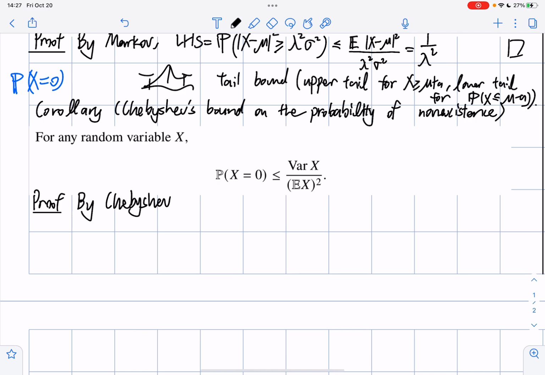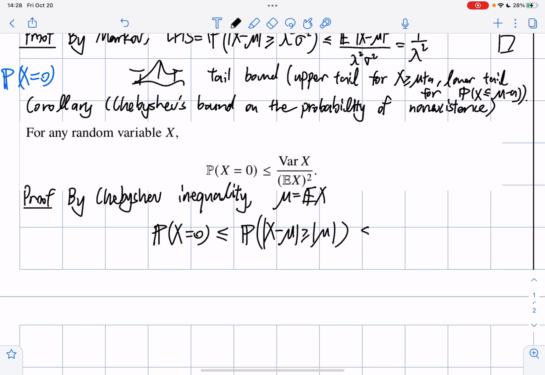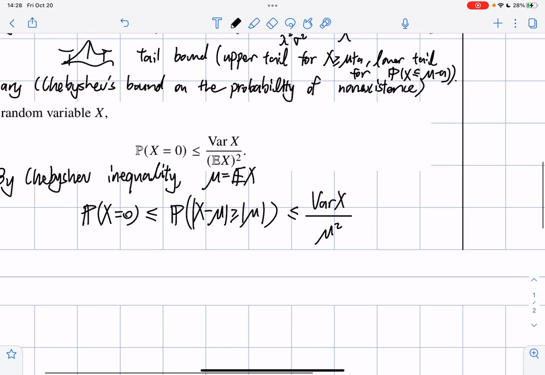By Chebyshev's inequality, we write mu to represent the expectation of X. Then we have that the probability of X being 0 is less than or equal to the probability of |X minus mu| greater than or equal to mu. You can see that this event contains that event, so the probability is bigger. By Chebyshev's inequality, it is less than or equal to variance of X over mu squared, and it completes the proof.